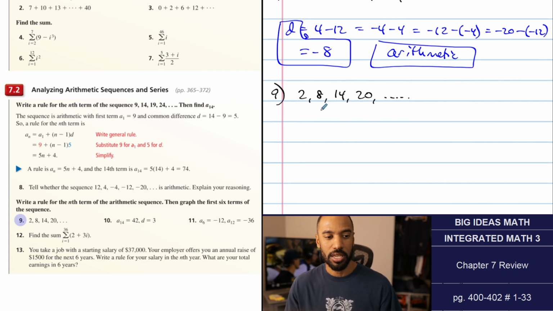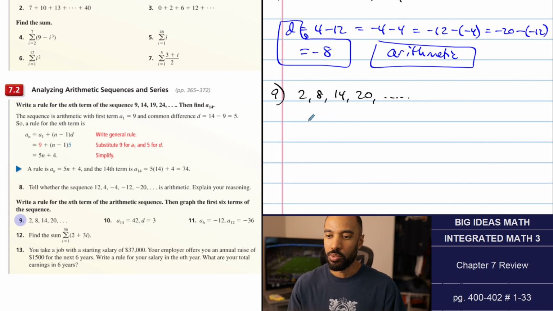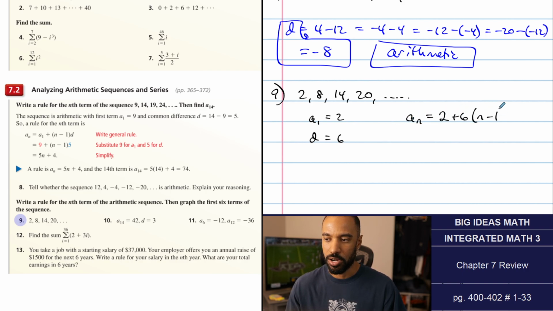Writing the rule is akin to what you saw up above. We do need the first term, which is 2. The common difference, I'm not going to sugarcoat it, we just know it's going to be 6 here, adding 6 each time. So your rule is going to be 2 plus 6 times the quantity n minus 1. This could be the final rule, but we're going to distribute that 6 to get 6n minus 6. And 2 minus 6 is -4. So we get 6n minus 4.